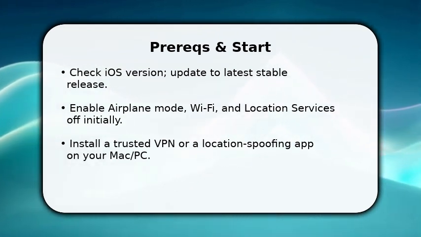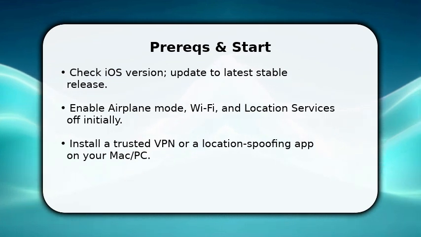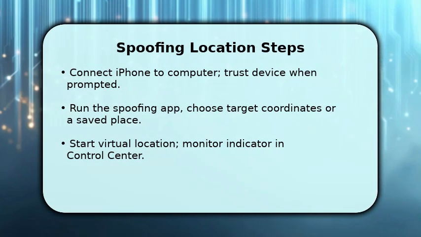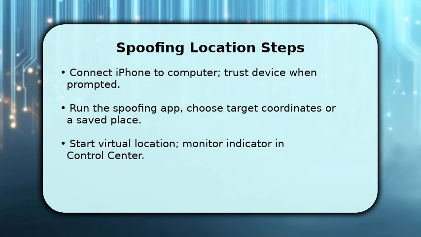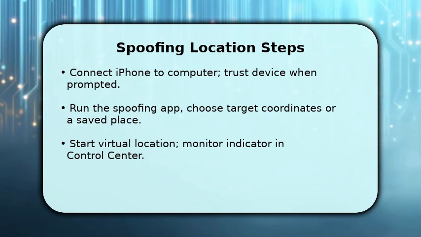You do this because modern iOS ties location signals to both Wi-Fi and system permissions, so both must align before spoofing works. You now connect your iPhone to the computer and accept the trust prompt. This allows the desktop tool to push a virtual location.